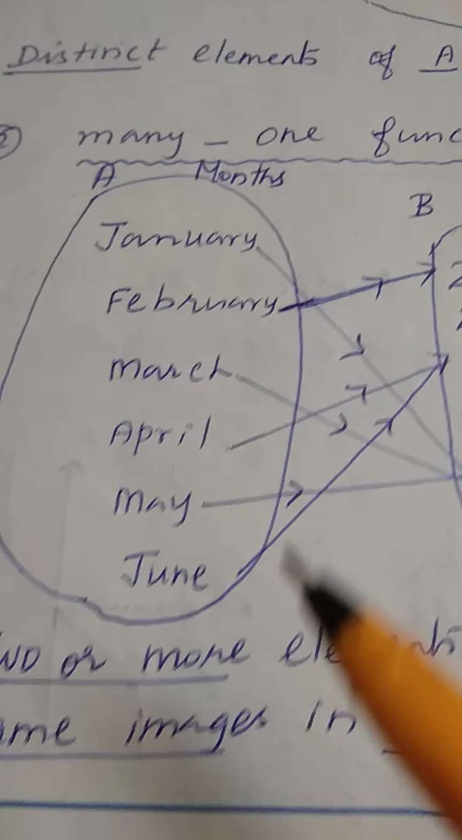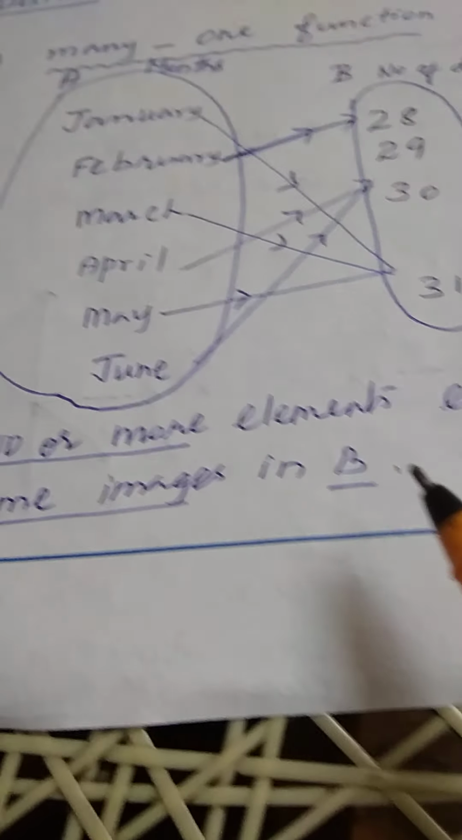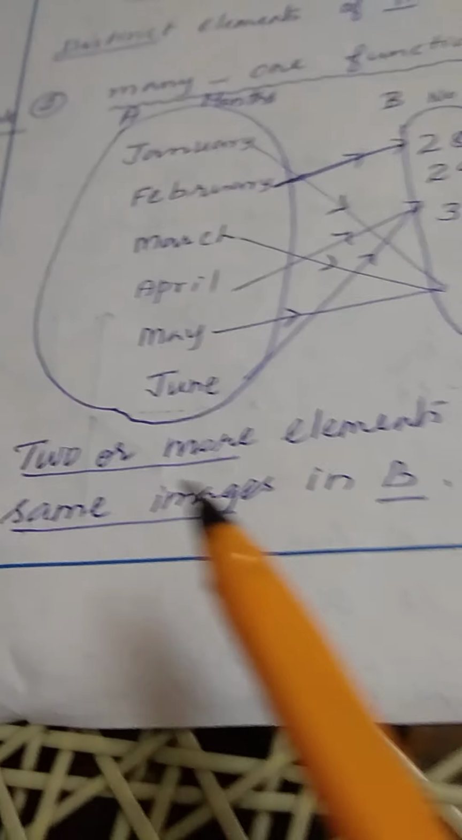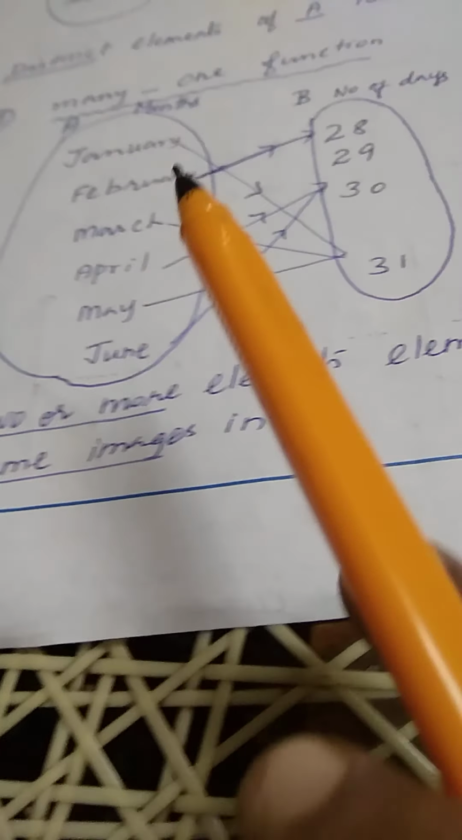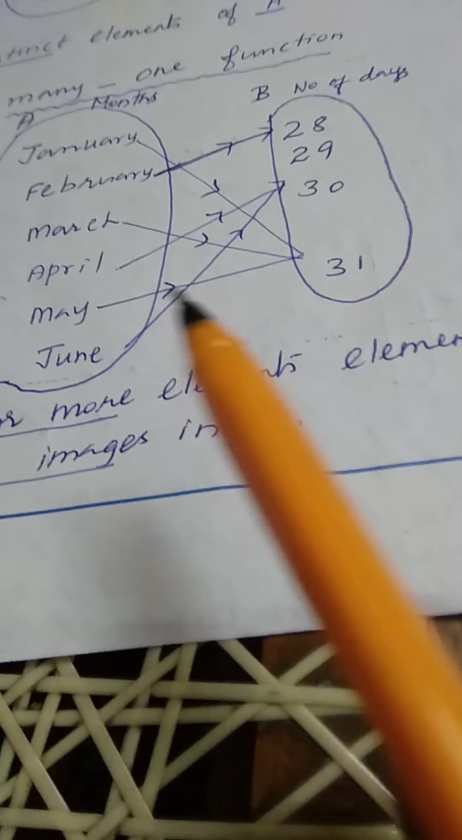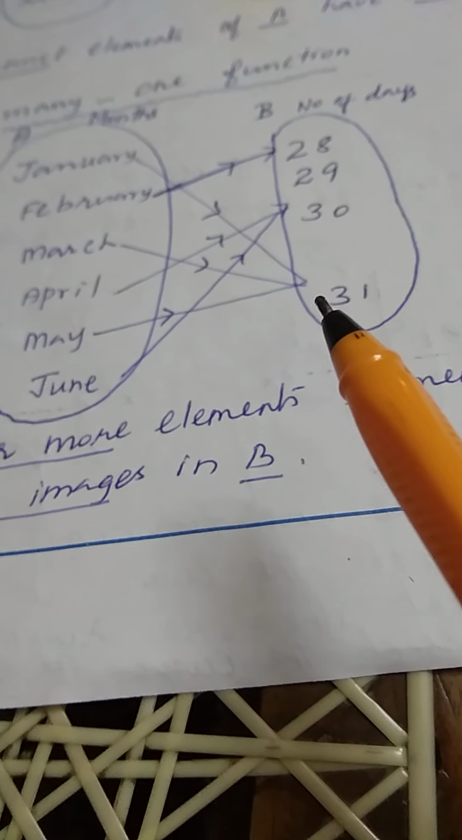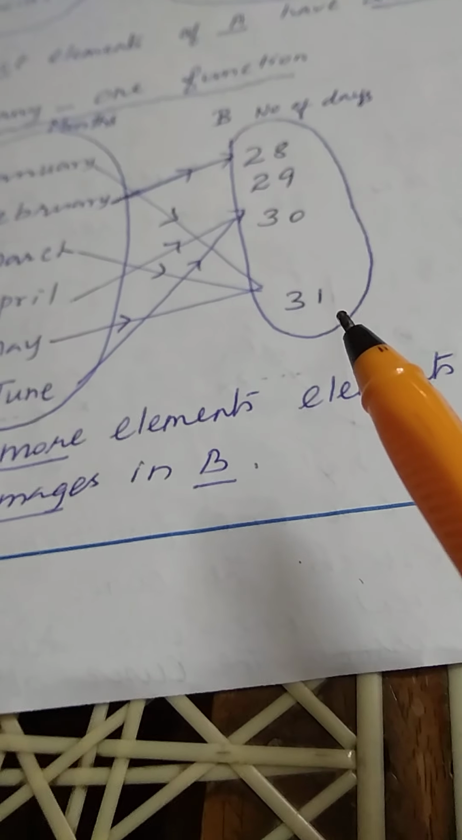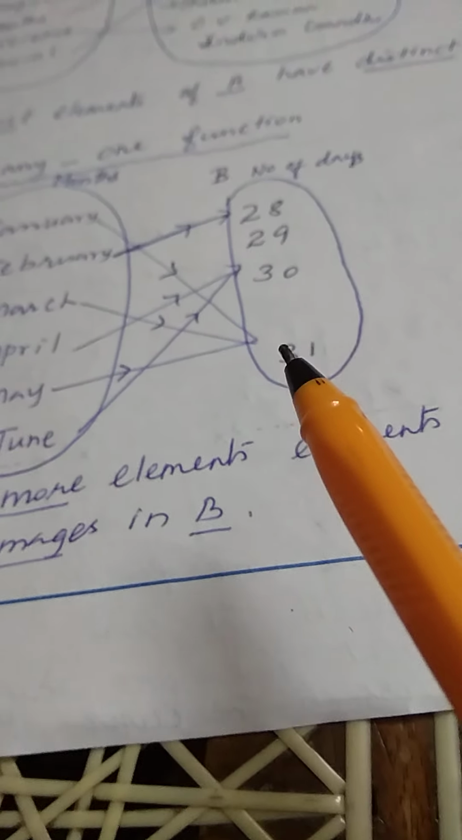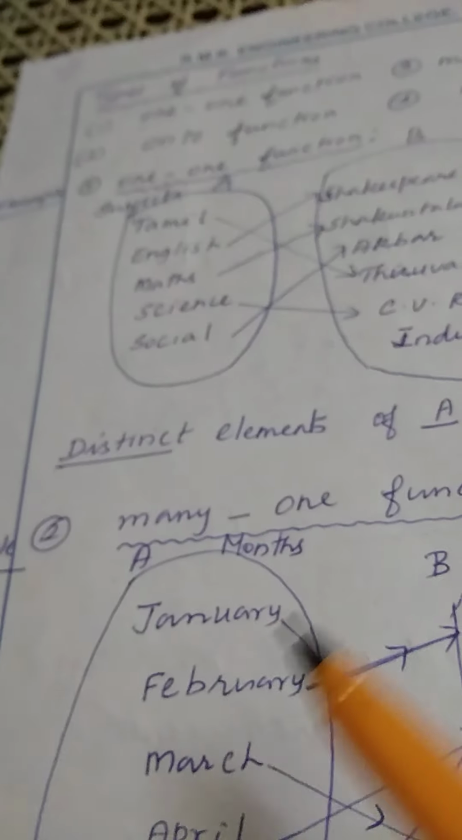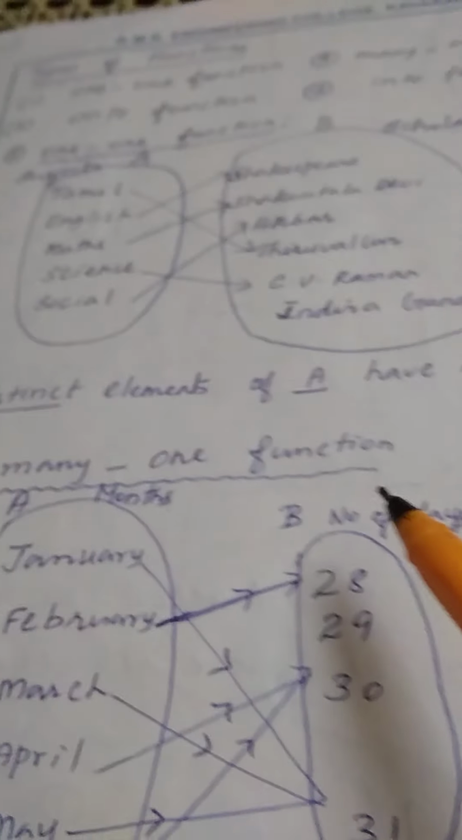That means, what is many-to-one? Two or more elements of A have the same image in B. So you learn the definition for many-to-one: two or more elements of A have the same image in B. Here the elements are January, March, May. So three elements in A have the same image 31. If it is like this, then it is called a many-to-one function.